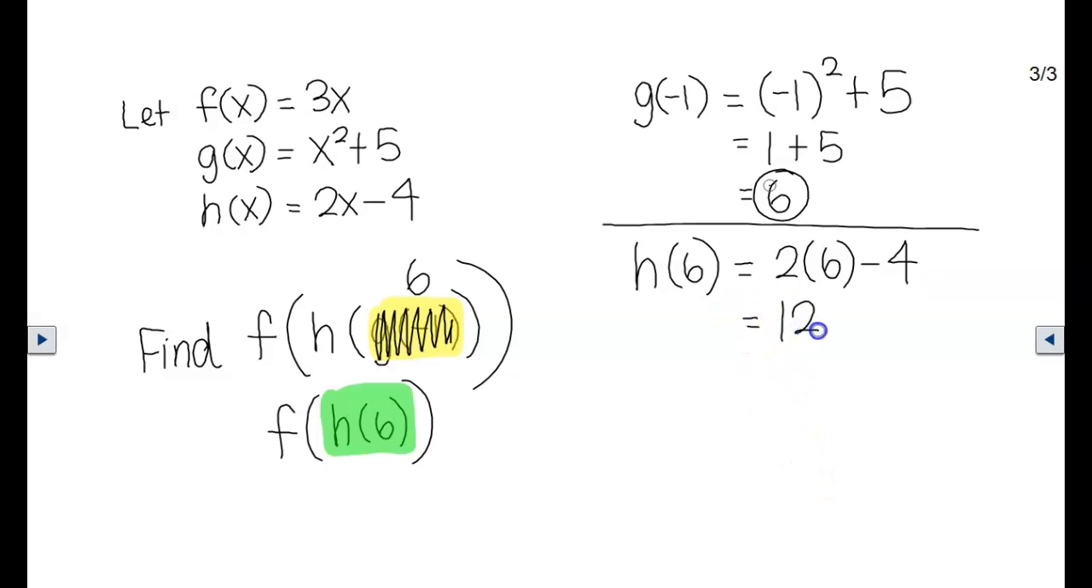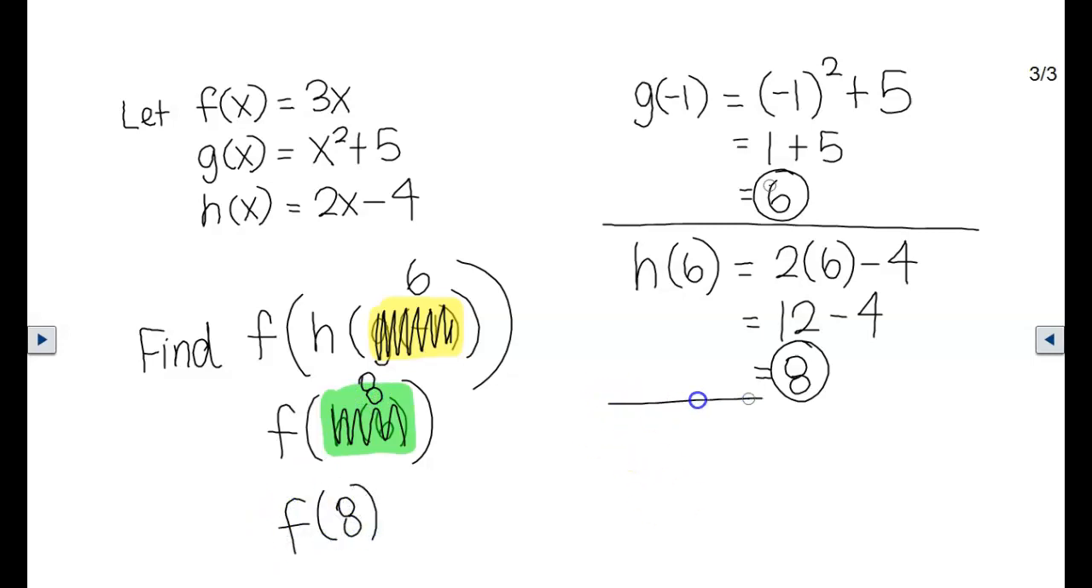2 times 6 is 12. 12 minus 4 is 8. So h of 6 is equal to 8. So this h of 6 that I see over here is equal to 8. So notice now that this becomes f of 8. So that's the only thing left for me to do. So I'm going to do f of 8.